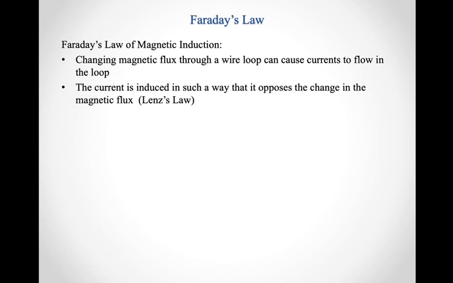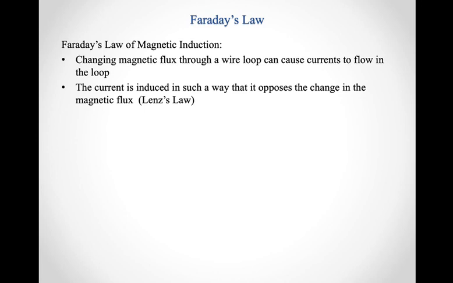So Faraday's law of magnetic induction tells us that if you change the magnetic flux through a wire loop, that can cause currents to flow around the loop. So again, you're inducing an EMF that can be used to drive a current around your loop. When you drive a current with an induced EMF, because you've changed the magnetic flux, that current is going to be induced to oppose the change in the magnetic flux. That's going to let us figure out the direction our current is induced around our loop.